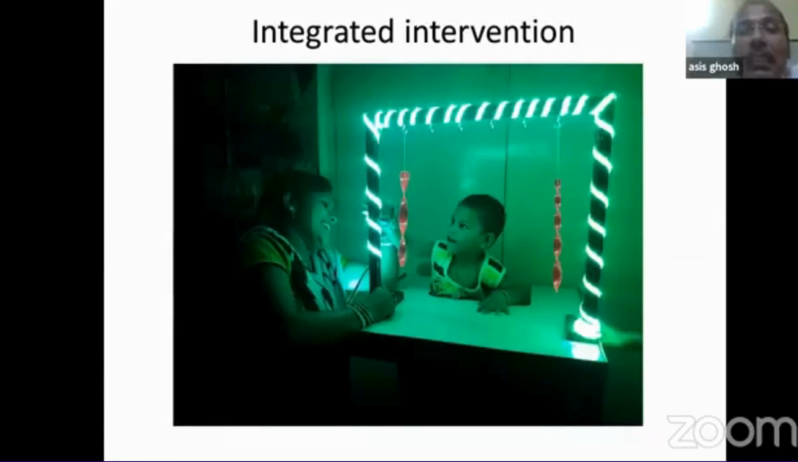Here, this is another example of integrated intervention. This is just a simple wooden bar, and we have wrapped the LED. And in a dark room, the mother is working. We have also hung some streamers, so those are really glistening and attractive for the child. So look, the child is looking at the lights. The child is engaged in that activity. Mother is smiling, giving her feedback to the child. All these things, that is why this is integrated. Everything is taken into account.